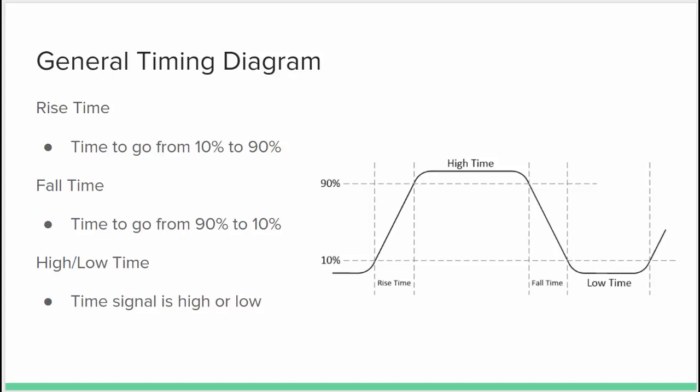Now, in some signals, you're actually going to get a little bit of a ringing effect, where on the rising edge it actually goes higher than the VCC voltage and possibly dips back down, even below the 90%. And this ringing isn't included in the rise and fall time. It's usually part of the high or low time. We always want to try to reduce this ringing as much as possible.